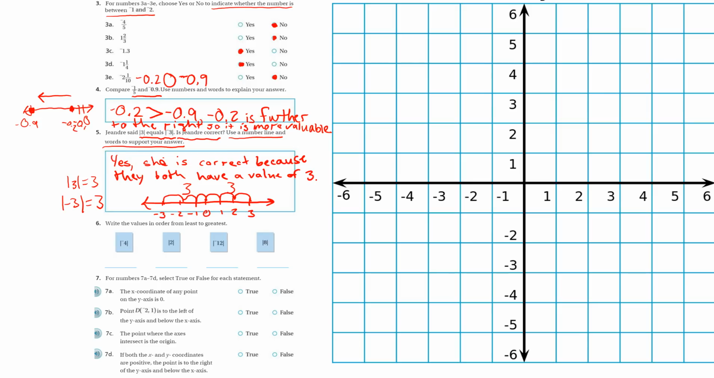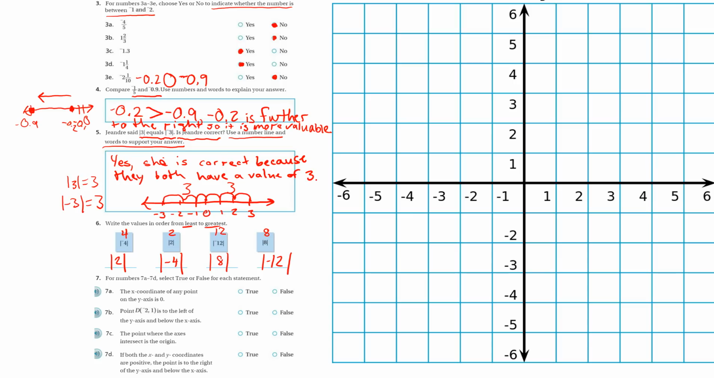All right, number 6, write the values in order from least to greatest. So first I'm going to go ahead and change these to their absolute value. Absolute value of -4 is 4. Absolute value of 2 is 2. Absolute value of -12 is 12. Absolute value of 8 is 8. So least to greatest. Absolute value of 2. Next is absolute value of -4. Next is absolute value of 8. And finally, absolute value of -12.